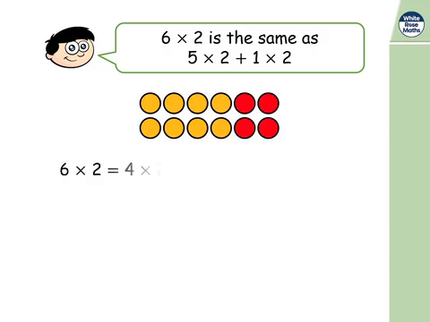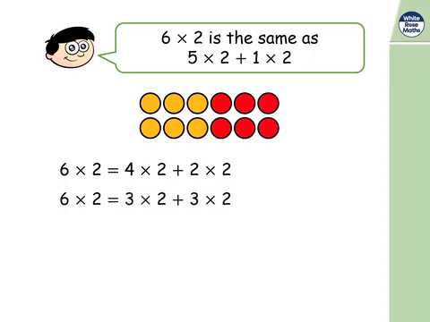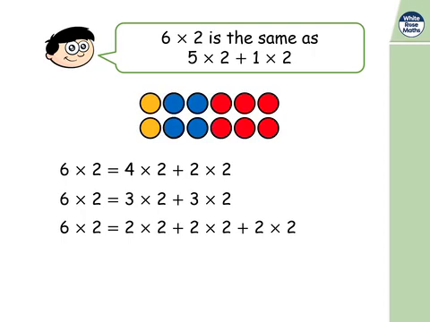Here's 4 times 2 plus 2 times 2. Did you notice 3 times 2 plus 3 times 2? Any others? Or maybe you noticed 2 times 2 plus 2 times 2 plus 2 times 2. And maybe you noticed 1 times 2 plus 2 times 2 plus 3 times 2. Well done, if you did.